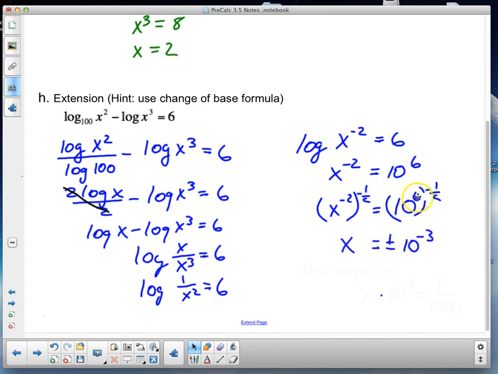And why the plus or minus? Because it's an even value. It goes to odds, so I've got to consider that plus or minus version. Okay, now what happens if I have a negative version in there? 10 to the negative 3rd power is 1/1000th, but a negative 1/1000th would not be evaluated inside my logs, so I can't have a negative value. So I'm dropping the negative, so my value of x is equal to 10 to the negative 3rd power, which is equal to 1/1000th. So that's my answer using that change of base formula.